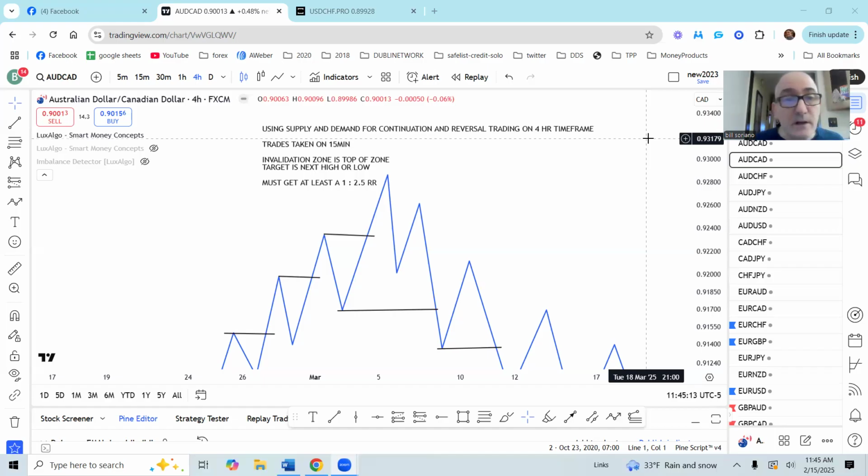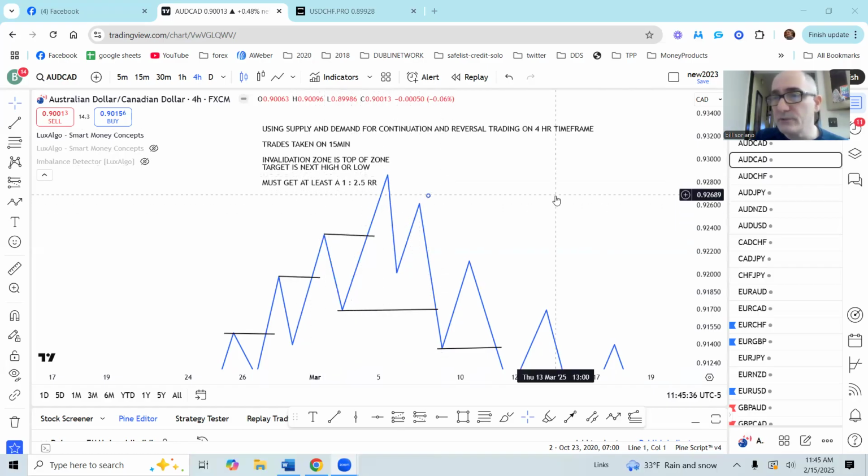Our targets. So trades will be taken on the 15-minute. Normally we'll find a refined supply or demand zone on the 15-minute after we get that change of character or lower time frame flip that we're looking for. I'll tell you all about this. Invalidation zones will be at the top of that zone, and the target will be the next higher low. Must have at least a 1 to 2.5 risk to reward ratio to take the trade.